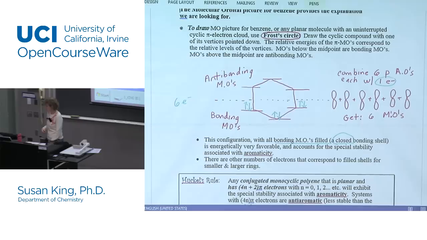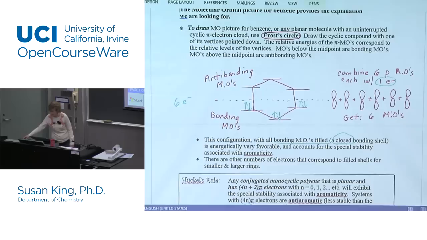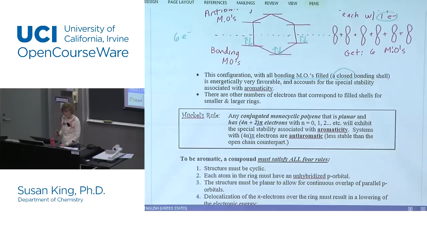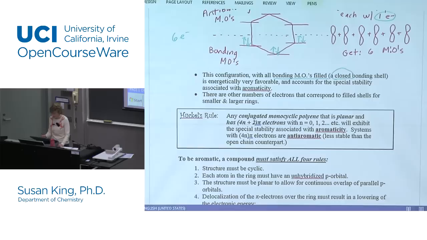Does that mean that every time we want to figure out if something's aromatic or not, we have to draw the molecular orbitals? No. And we can actually use Huckel's rule, which is a little bit of a shorthand way of dealing with this. So Huckel's rule states any conjugated monocyclic polyene that is planar and has 4n plus 2 pi electrons, with n equals 0, 1, 2, et cetera, will exhibit the special stability associated with aromaticity. We're going to run through a bunch of examples so you see what I'm talking about here. Systems with 4n pi electrons are anti-aromatic, so they're less stable than their open chain counterpart.